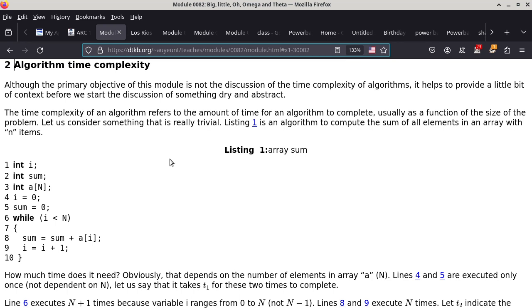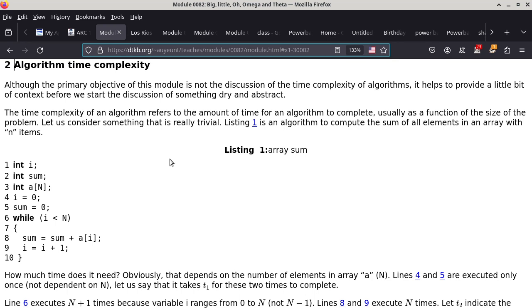The number of elements in an array or a set, okay? The size of the problem, okay? In other words, what we are really looking at is the relationship between how much time it takes to solve a problem versus the size of the problem, okay? That is time complexity. Okay, very good. So we talked about why it is important, and then we talk about what it really is.